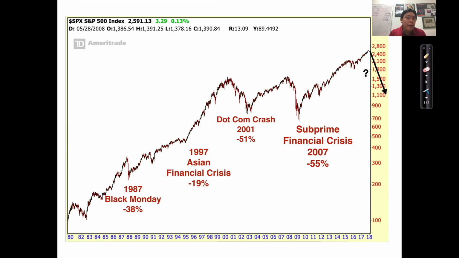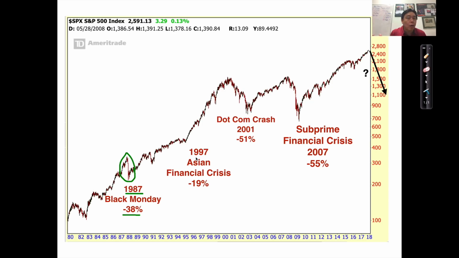So again, to prepare yourself mentally for what can happen in a bear market, let's take a look at past bear markets that have happened in the last 20 years. If we take a look, you can see that in the last 20 years, we have had these major bear markets. In 1987, if you watch the show The Wolf of Wall Street, they talk about Black Monday. This was when the market crashed 38%. This was a major bear market.